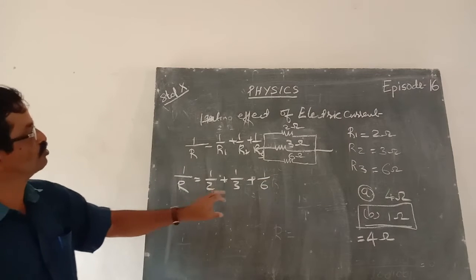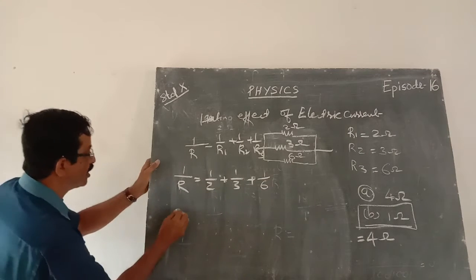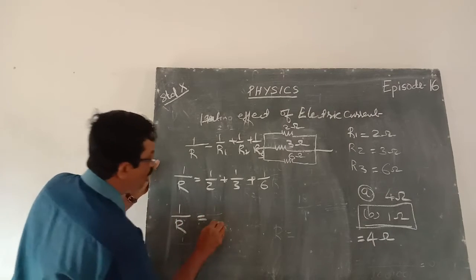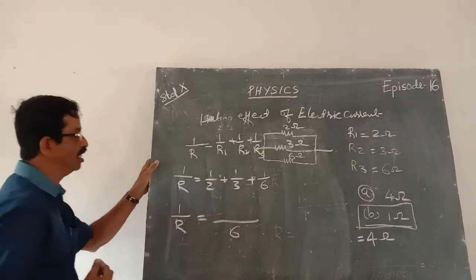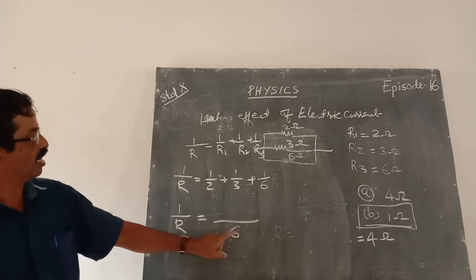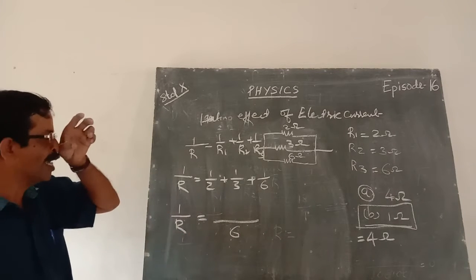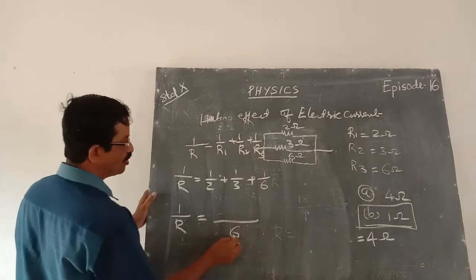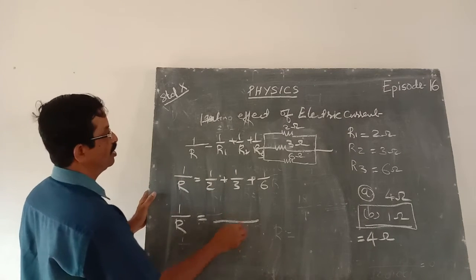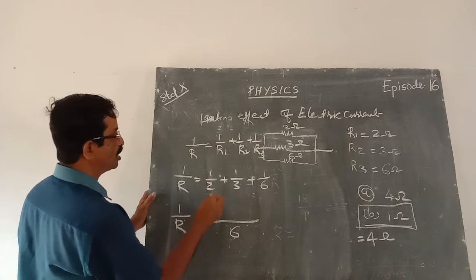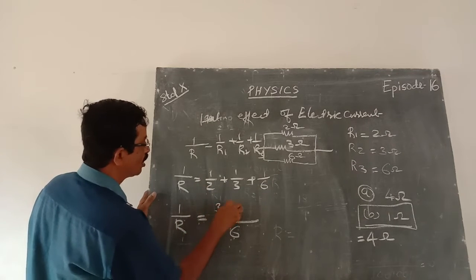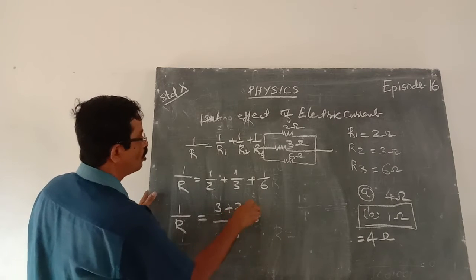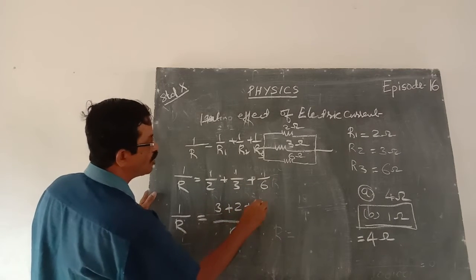Now the LCM of 2, 3 and 6 is 6. We can find it by taking the LCM of these 3 and then adding. That is 6 here as the LCM. Now 1 by 2 into 6 we get 3. 1 by 3 into LCM 6 we get 2. 1 by 6 into LCM 6 we get 1.